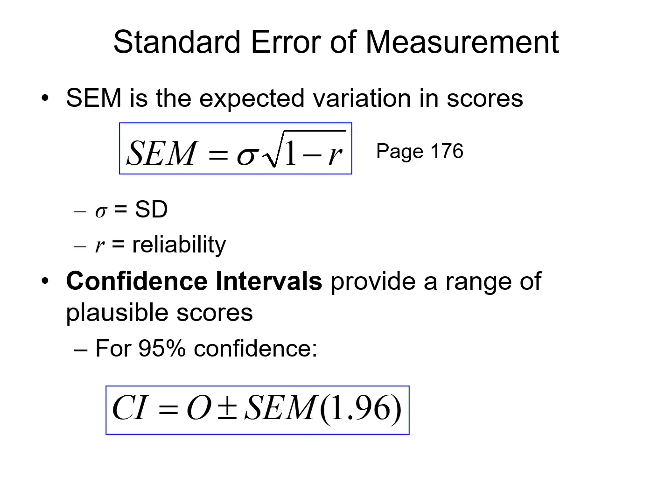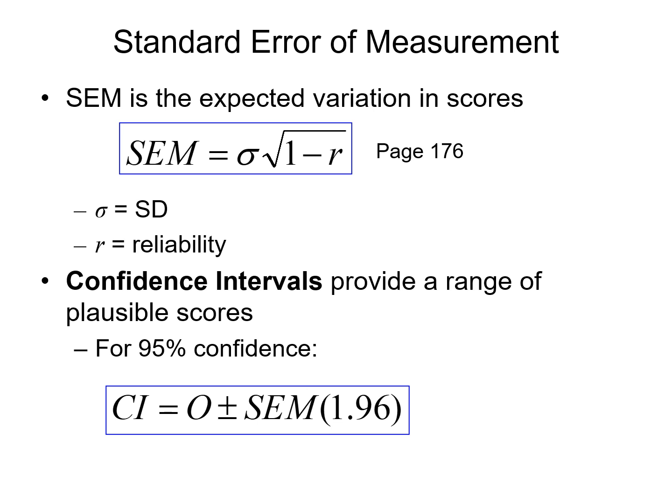So let's talk about how we actually calculate this, and we'll walk through this calculation as well. So the standard error of the measurement is the expected variation in scores. So again, we've got the sigma there, which represents the standard deviation for this particular sample, and R represents the reliability of the measure. Confidence intervals provide a range of plausible scores with a 95% confidence. In other words, we're 95% sure that someone's score is going to fit within their score plus or minus the confidence interval. And the confidence interval is simply the observed score plus or minus the SEM times 1.96.